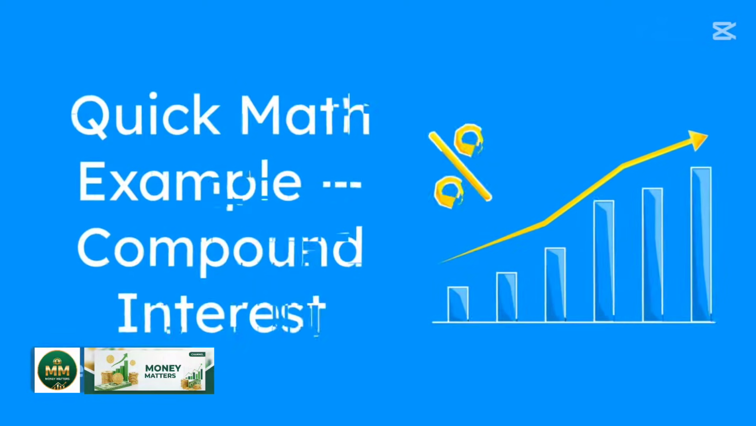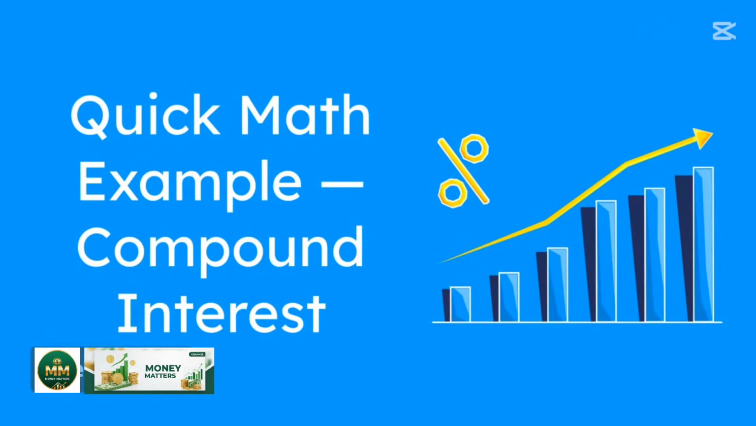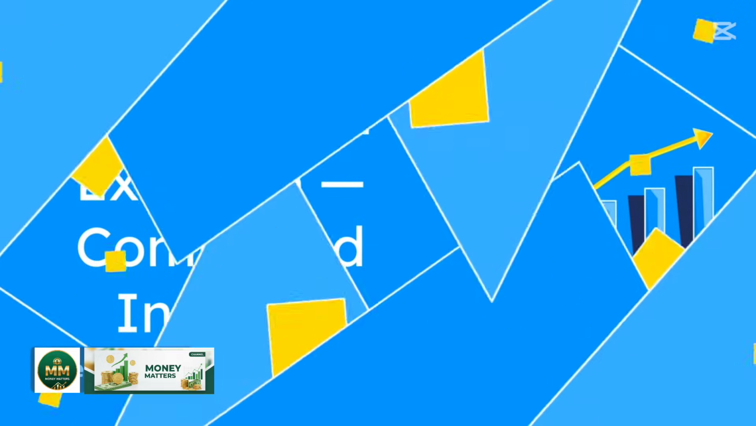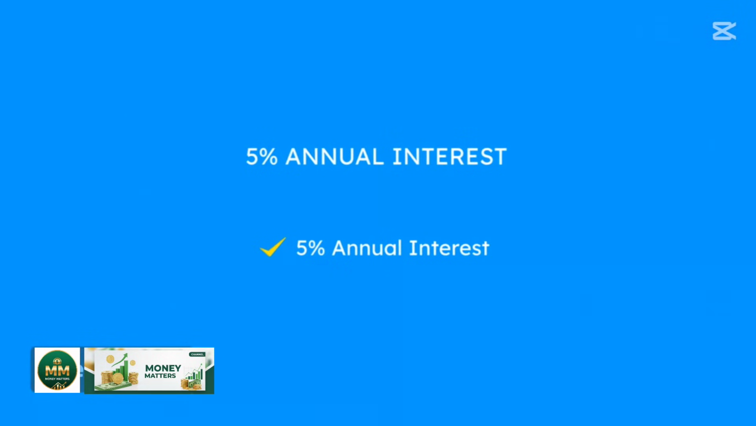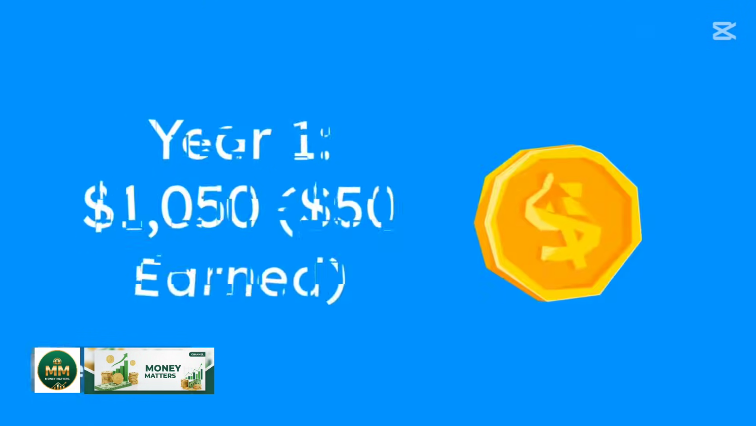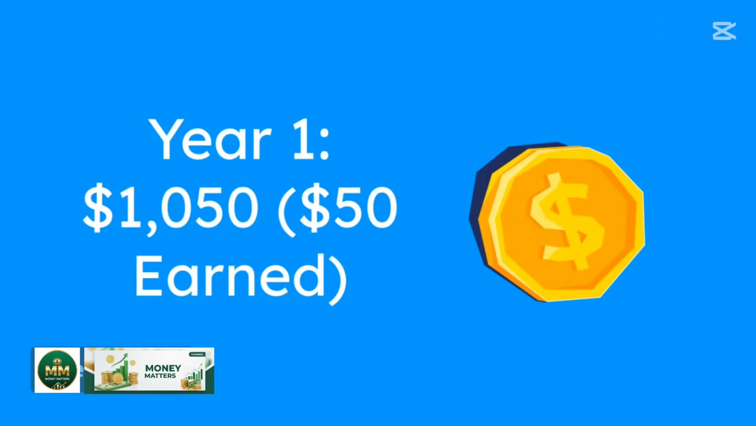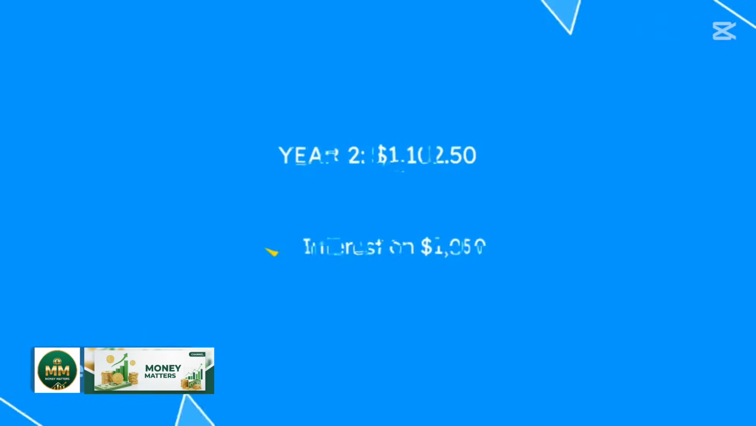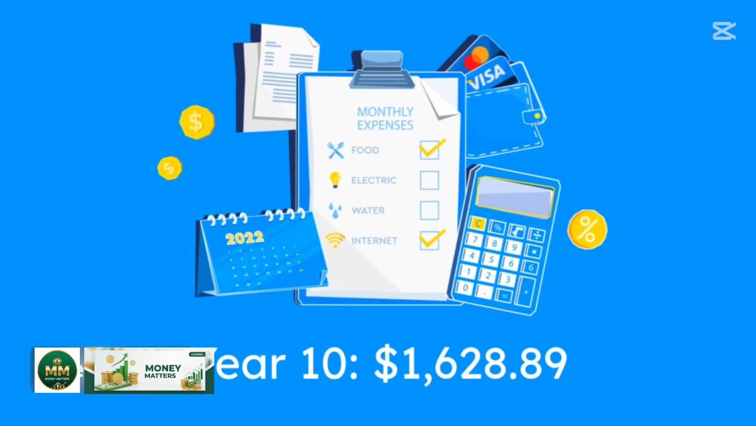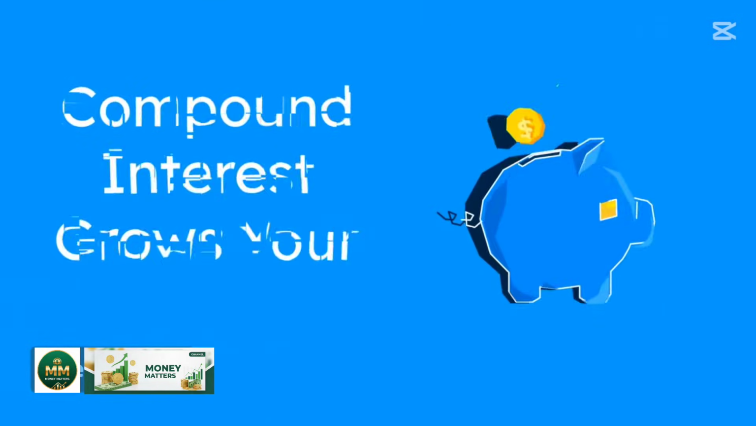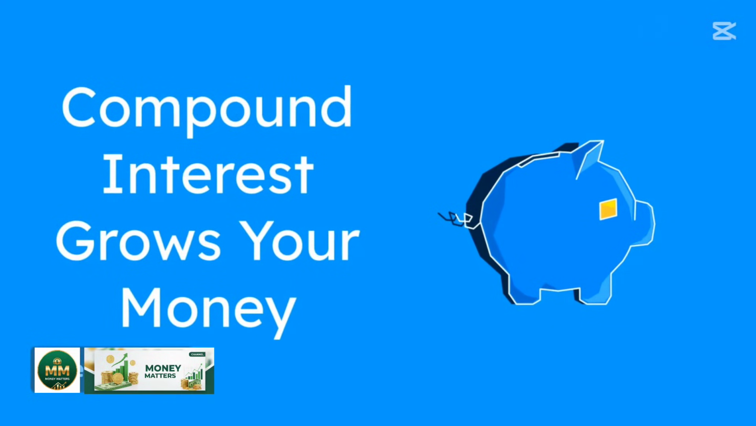Let's look at a simple but powerful example to see how compound interest works in real life. Imagine placing $1,000 into an investment account. The interest rate is 5% annually, compounded yearly. In year one, $1,000 grows to $1,050, earning $50. In year two, interest grows on $1,050, totaling $1,102.50. Now, accelerated to year 10, see the total, $1,628.90. Remember, compound interest makes your money grow over time.